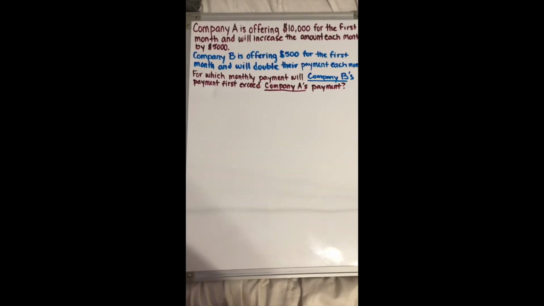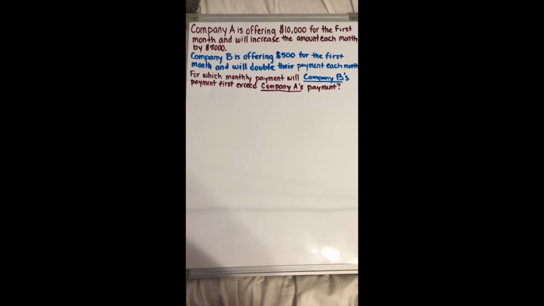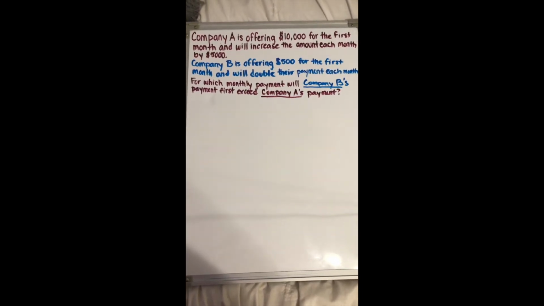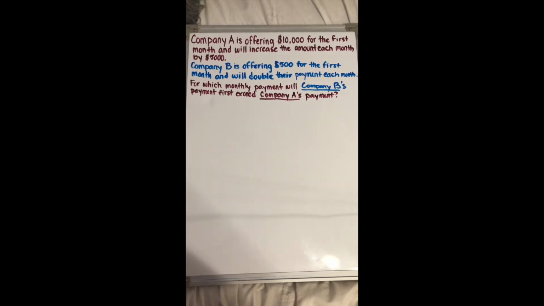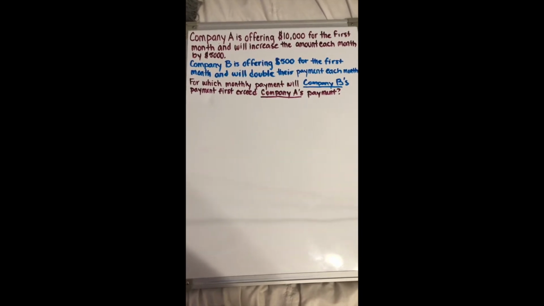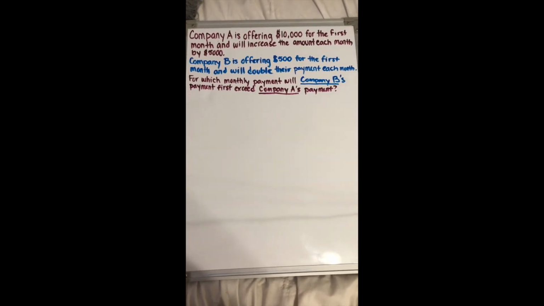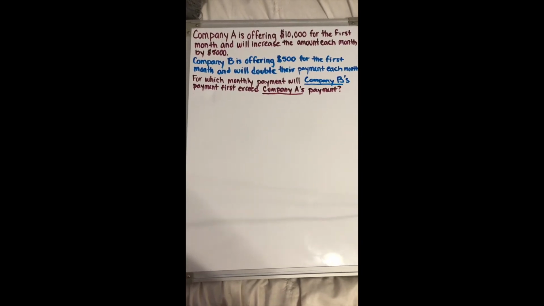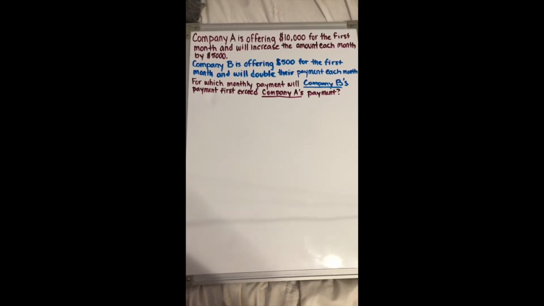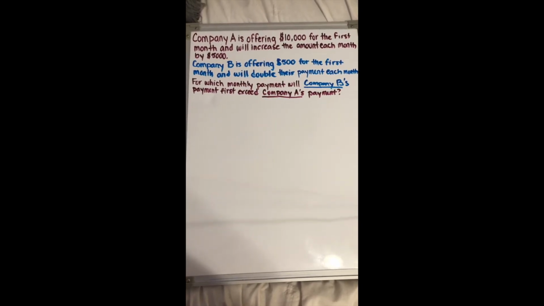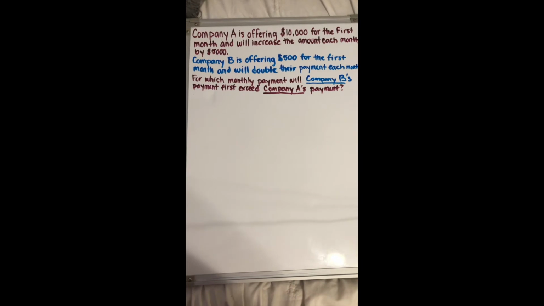So back to our example. Once again, Company A is offering $10,000 for the first month and will increase the amount each month by $5,000. Company B is offering $500 for the first month and will double their payment each month. For which monthly payment will Company B's payment first exceed Company A's payment? So we will begin by drawing a table showing the month and the different companies and their payments.